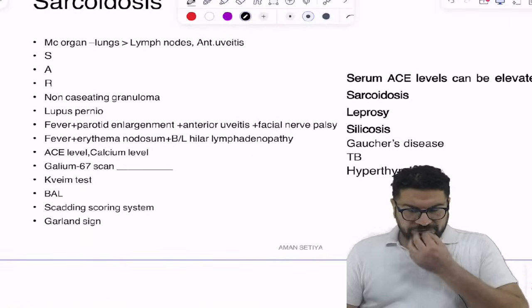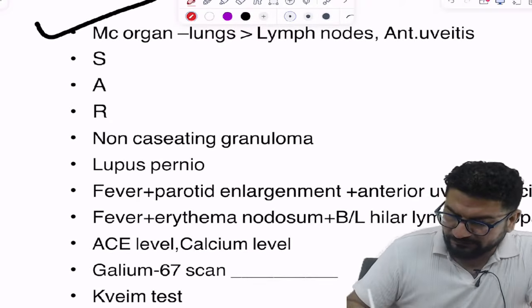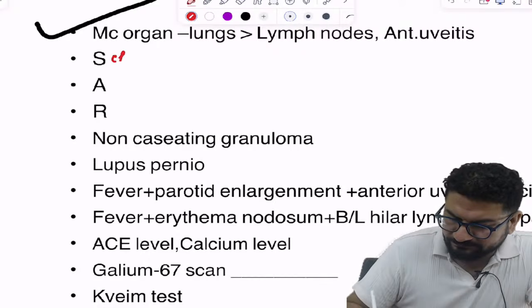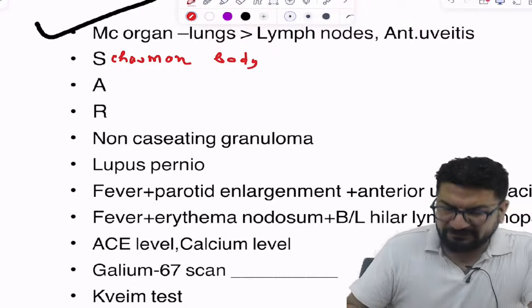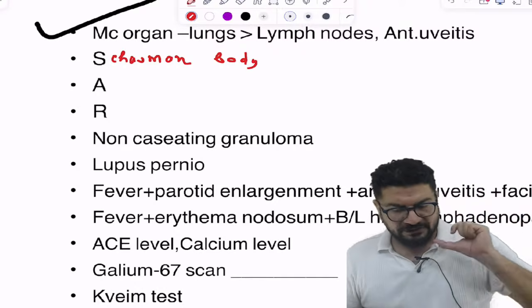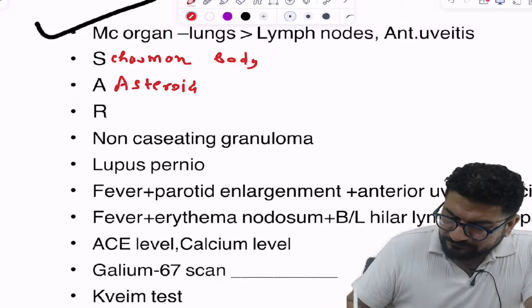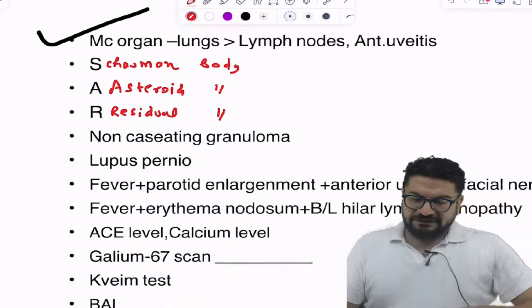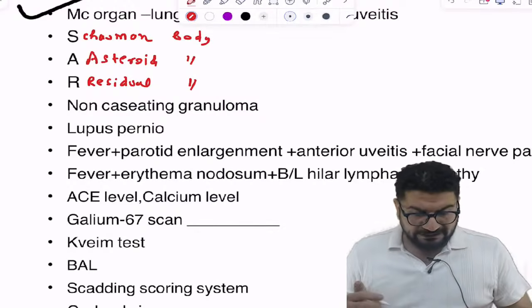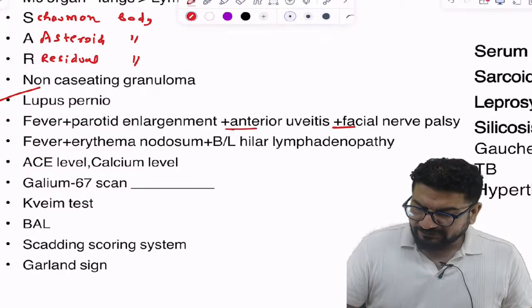Okay, now coming to sarcoidosis, they ask you most common organ, lung. Then we have 3 bodies which we can see in sarcoidosis. First is Schaumann body. You can remember these bodies by the first 3 letters of sarcoid. Schaumann body, second is asteroid body, then we have residual body. Then you can see lupus pernio. This will be a rash which looks like SLE. Then there can be fever, parotid enlargement, uveitis, and facial nerve palsy.